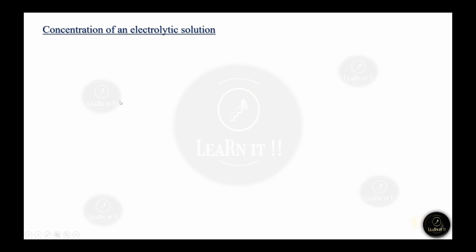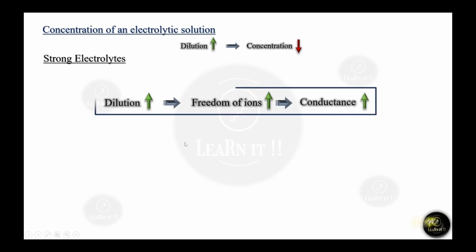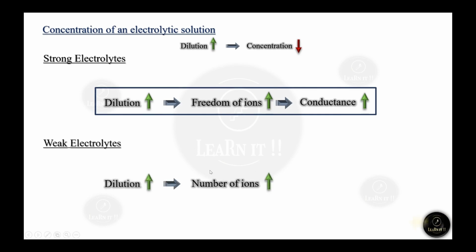That's why, with respect to the concentration of an electrolytic solution, as the dilution increases, concentration decreases. With respect to strong electrolytes, if the dilution increases, the freedom of ions increases, so conductance increases. With respect to weak electrolytes, if the dilution increases, the degree of dissociation increases, it means the number of ions increases, so conductance increases.